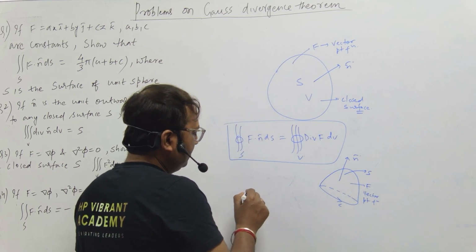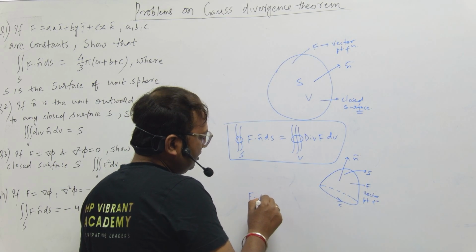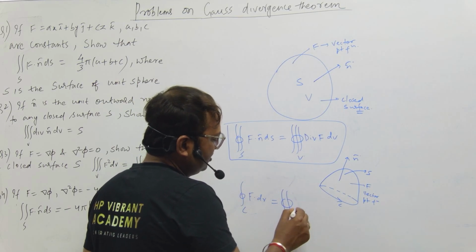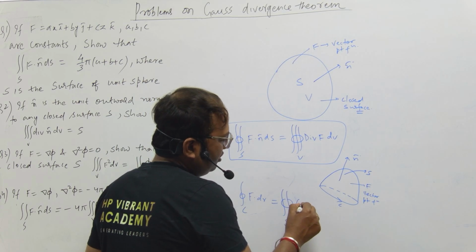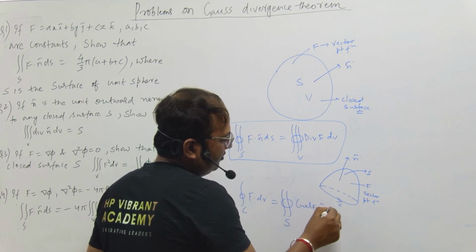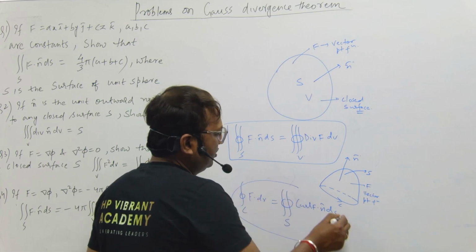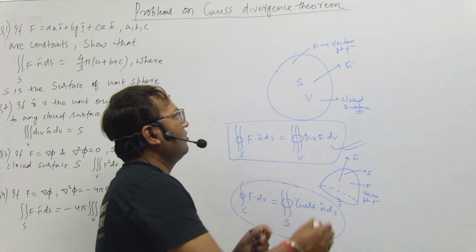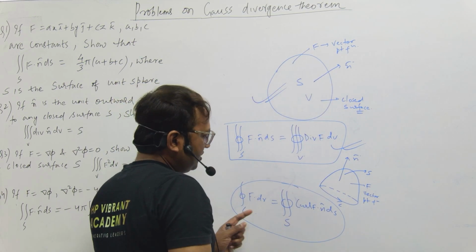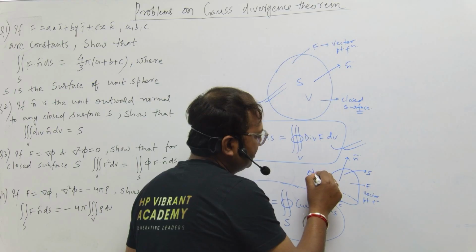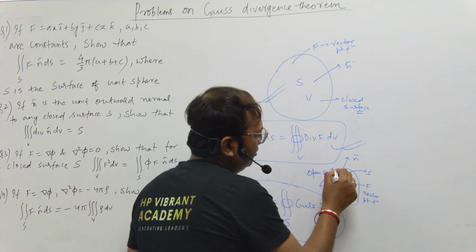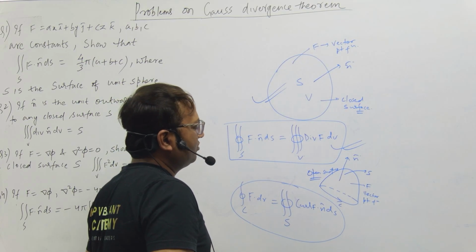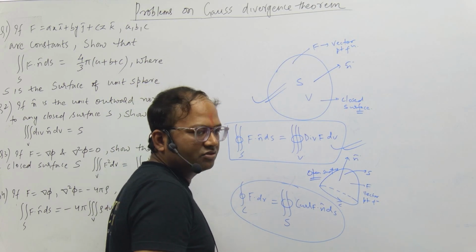So we have the line integral of f dot dr along the curve C is equal to the surface integral of curl of f dot n cap ds along the surface S. This is Stokes theorem, and this is the Gauss divergence theorem. The basic difference is that the Gauss divergence theorem is applied on a closed surface, but Stokes theorem is applied on an open surface. Now let us start solving the problems.